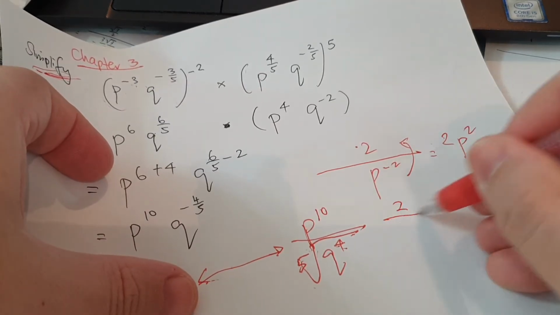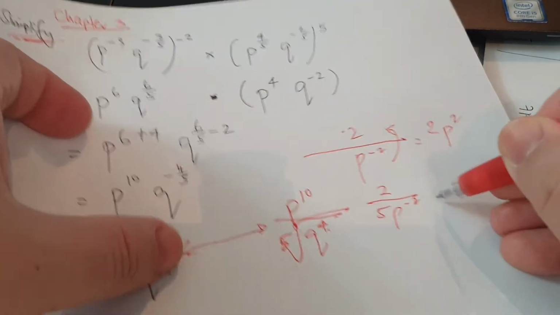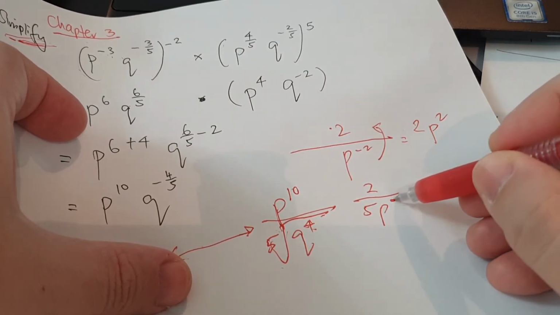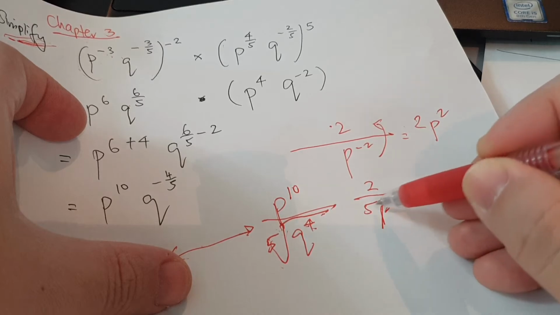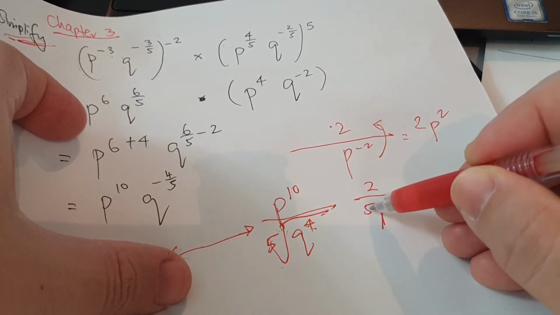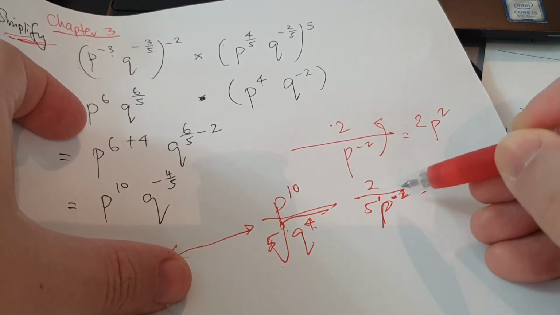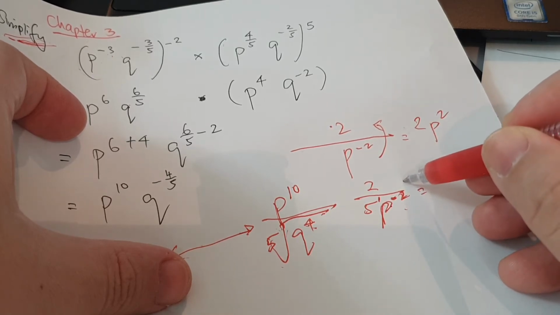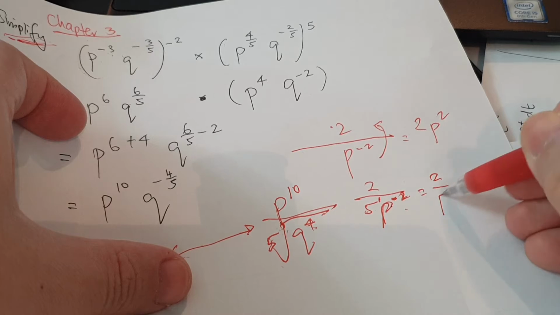Okay? But if you have 2 over 5P like that, now, ladies and gentlemen, boys and girls, this minus 2 only belongs to the P. Nothing to do with this 5. This 5, the power is 1. Okay? So it's just this times this. They cannot combine together. So when I bring it up, it goes up alone.